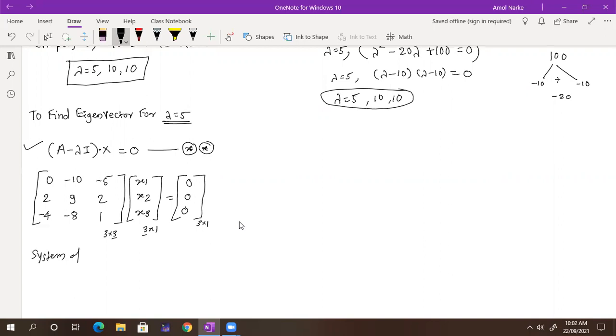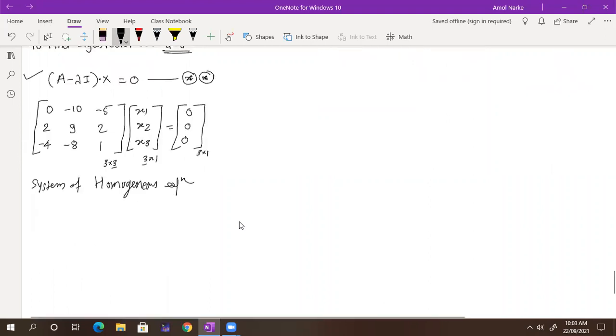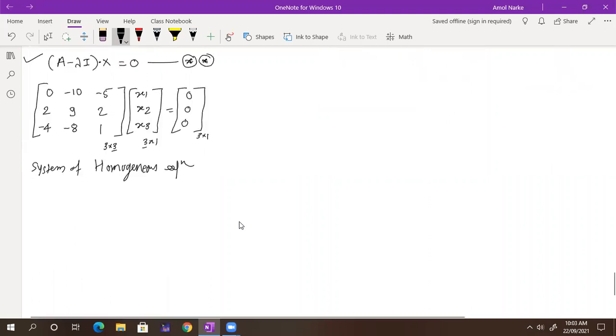Correct. How can one solve that system of homogeneous equations? By finding the augmented matrix and finding its rank. Exactly. So let's check it out. Let's try to find the augmented matrix. Everyone please write down with me also.